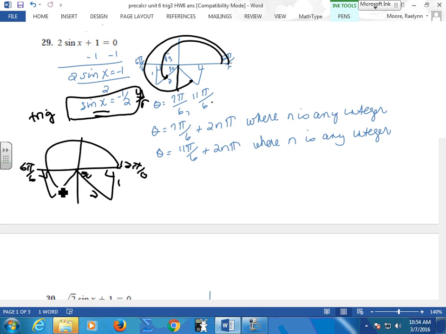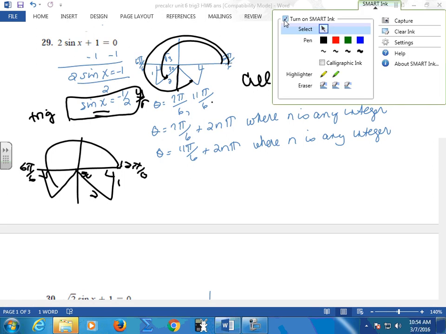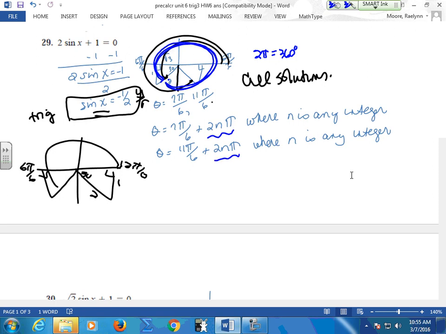Now, we wanted all solutions. So we said on Friday, all solutions means not only just 360 degrees, but if it went another 360, and another 360, and another 360, and it kept on going. So if my original thing was here, I had to go another 360 to get here, another 360 to do another one, and again another 360. So 360 is the same as 2 pi. So I keep adding 2 pi each time. And I increment my 2 pi's by n.